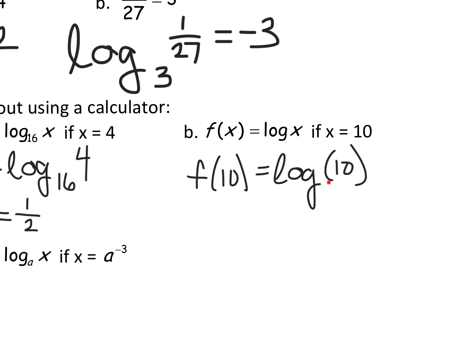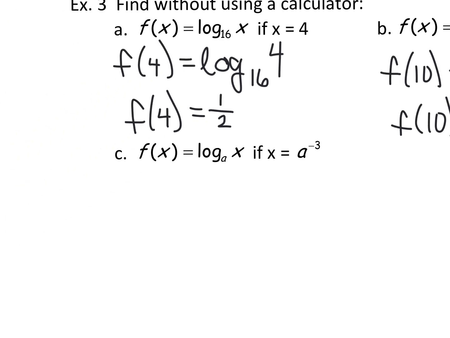And I know you did see this last year, but nonetheless, it's the second time revisiting, which is fine. Again, it takes multiple exposures in math to really get a deeper understanding of what we're looking at. So 10 to what exponent would give you 10? I would take 10 to the first, and that would give us 10. So f of 10 equals 1, because again, the whole logarithm is equal to the exponent.